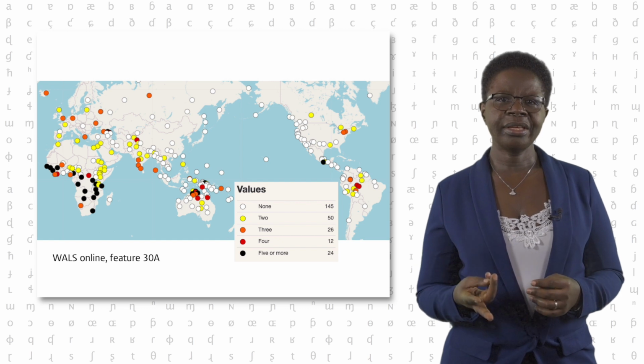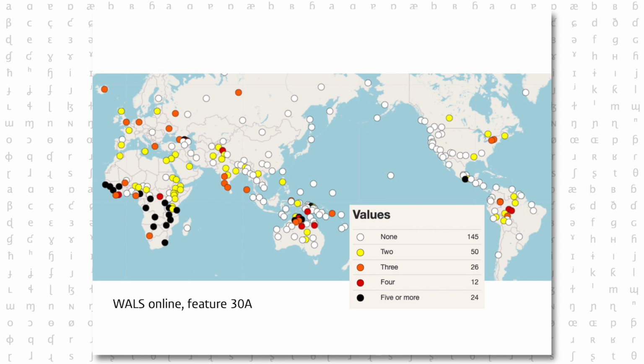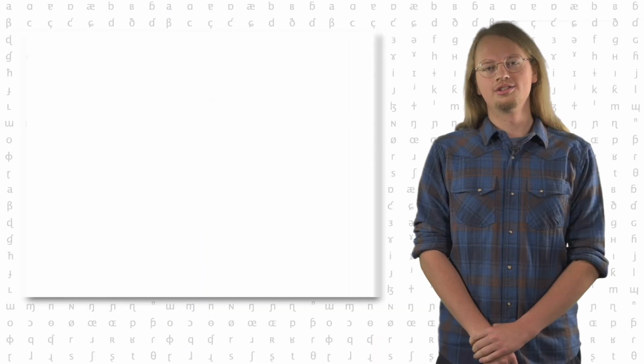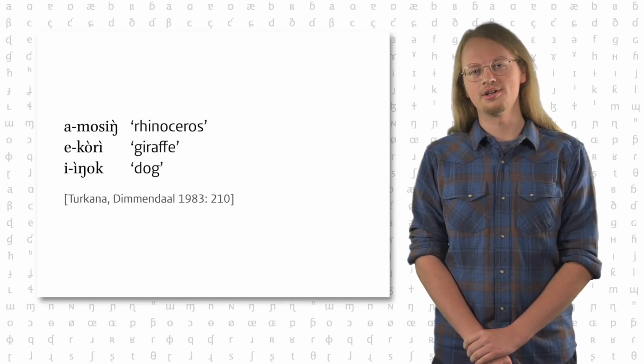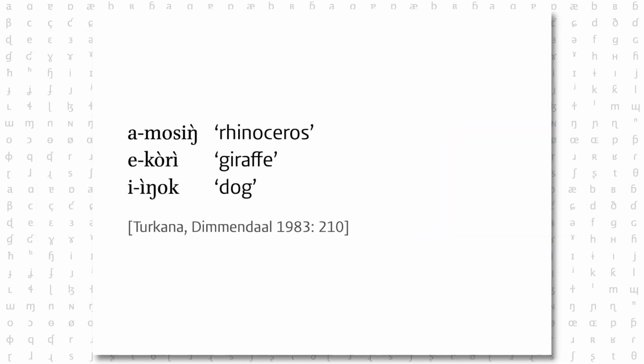Languages can group nouns into 2, 3, even 20 groups. Looking worldwide, we can see that larger noun classification systems indicated with the black dots on this map are found especially in Africa. Which class a noun belongs to can be seen in various ways. Sometimes the nominal form is indicative of its class, like in Turkana. Turkana distinguishes 3 classes, marked in the prefix of the noun, a versus e versus i.